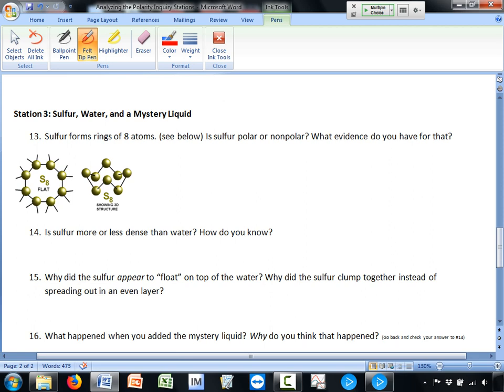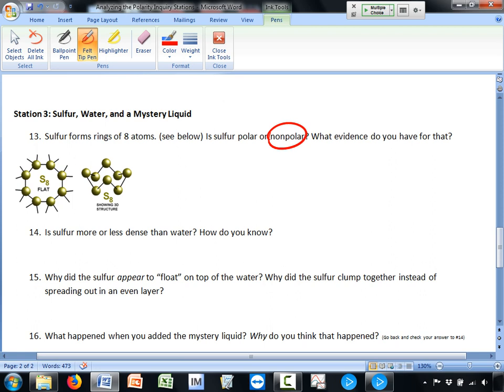Sulfur. So sulfur forms these rings. It can be flat, or it can be in 3D. Is sulfur polar or nonpolar? Everybody, it has to be nonpolar. It's only made of the same element, and since none of the bonds can be polar, because all the electronegativities are equal, this can't be polar at all.